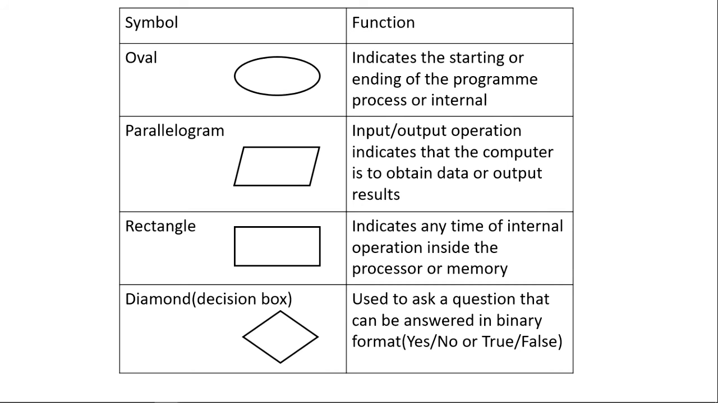We have the rectangle. The rectangle indicates any type of internal operation inside the processor or memory. Then we have the diamond, which is the decision box, which is used to ask a question that can be answered in binary format: yes or no, or true or false.